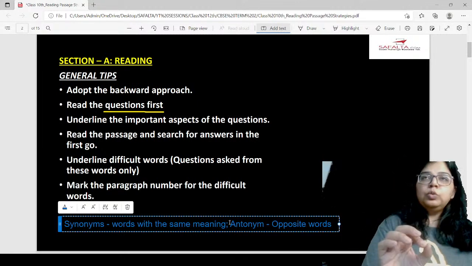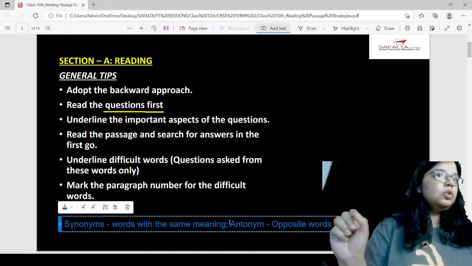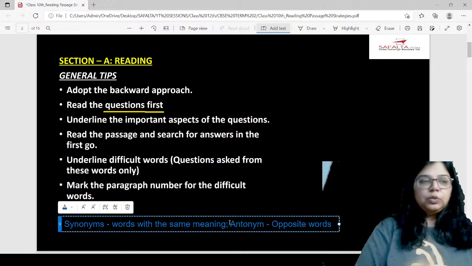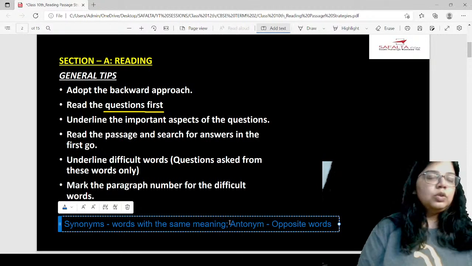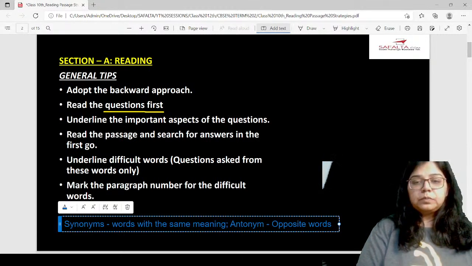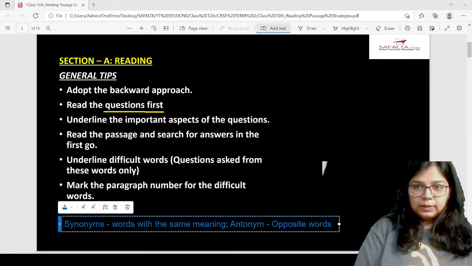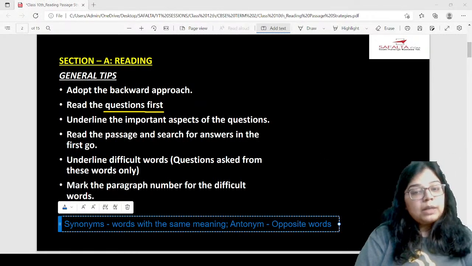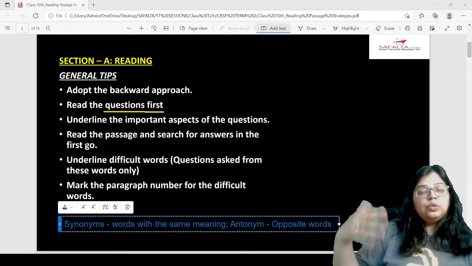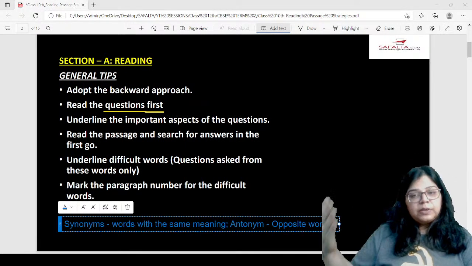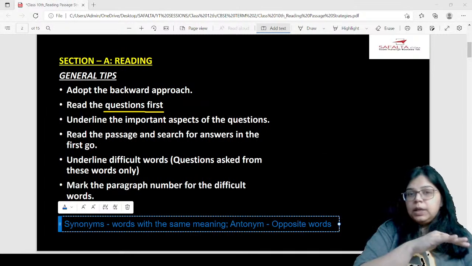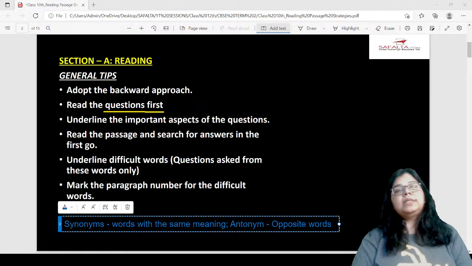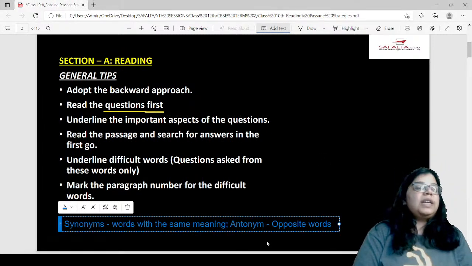For now, what you will do is mark those difficult words. As and when you come across these words, you will mark them. And what are you going to do after that? That is something that I'm going to take up a little later. Now let's start with understanding how this strategy is used.